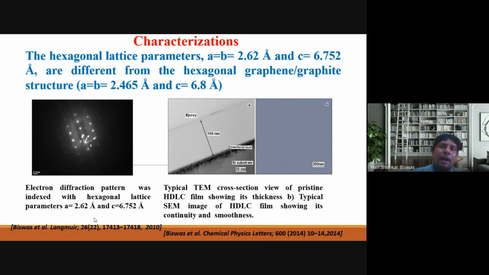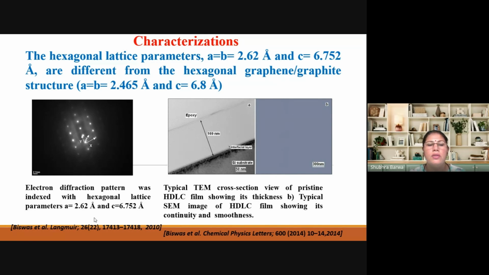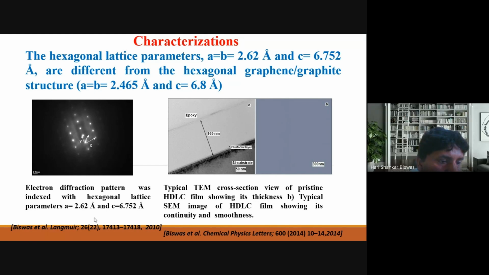Sorry to interrupt you, sir. How many slides do you have? Yes, 15 slides. But you need to wind up because it has already taken 8 to 9 minutes.